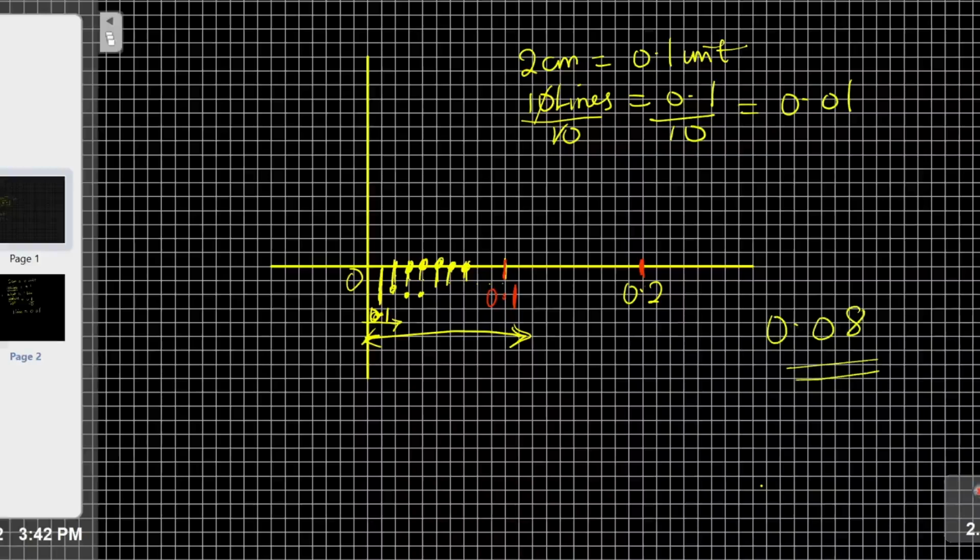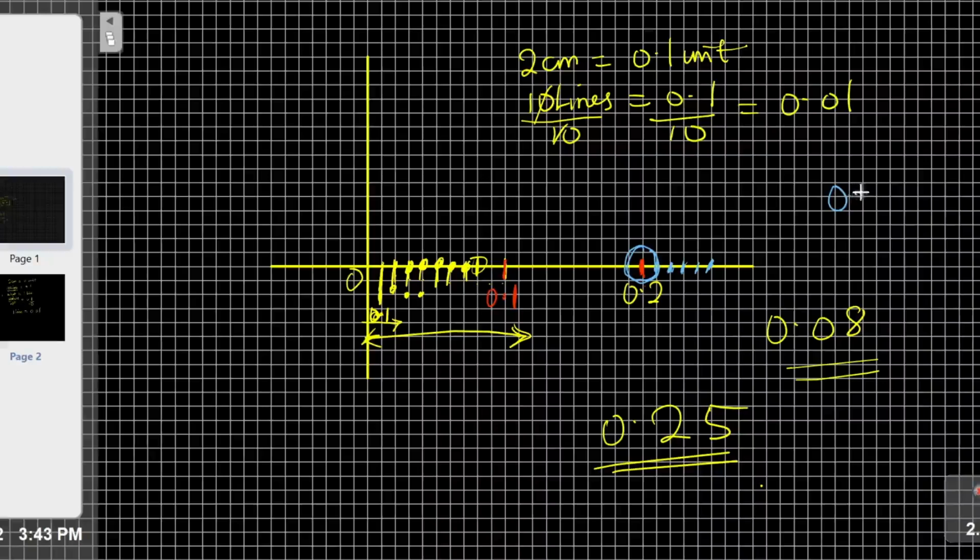0.08. How do you locate 0.08? You're going to be adding 0.01, 0.02 until you get to this place, which is 0.08. Now, let me ask you a question. If you're asked to find 0.25, where would this 0.25 be? Of course, if you know that this particular place now is 0.2, 0.25 should be somewhere 1, 2, 3, 4, 5. Because each line is 0.01, 0.02, 0.03, 0.04, 0.05.